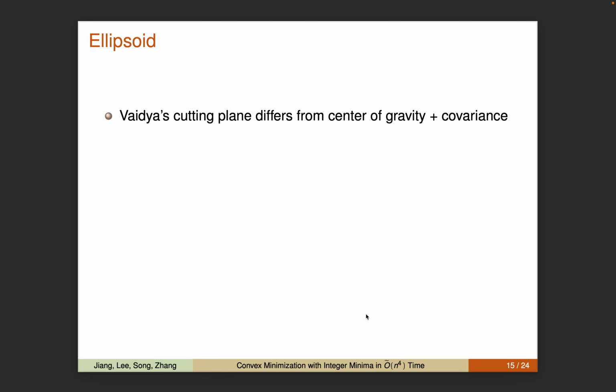So let's try to dive into more details of the algorithm. Vaidya's cutting plane algorithm differs from the center of gravity plus covariance method in the following sense. Suppose I give you a polytope K parameterized by a matrix A of size m by n and a vector b.